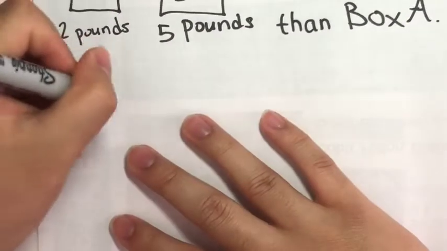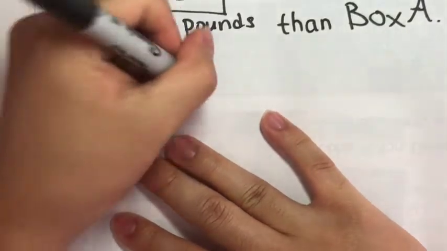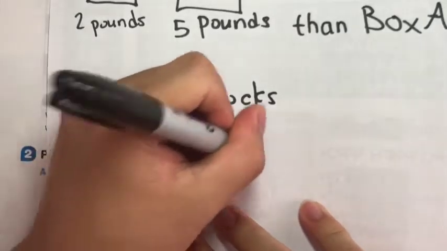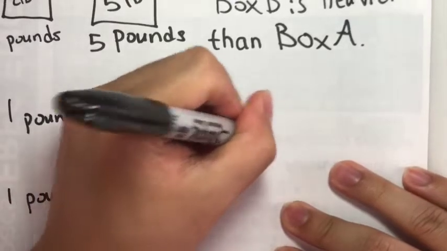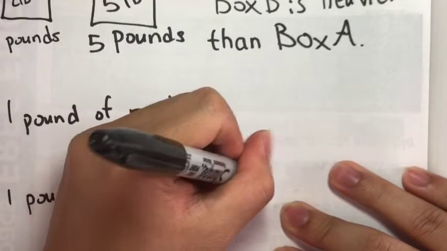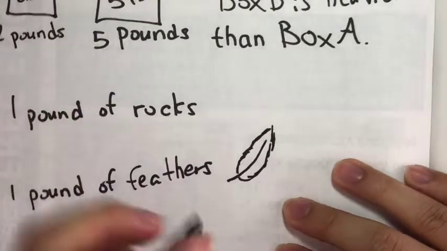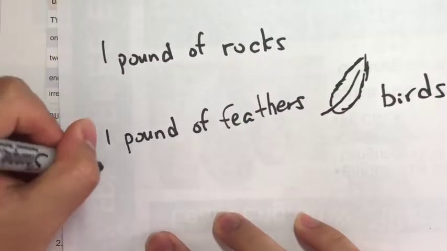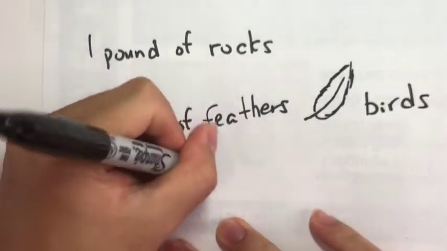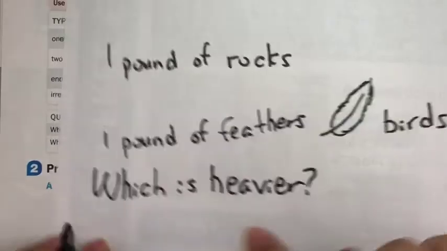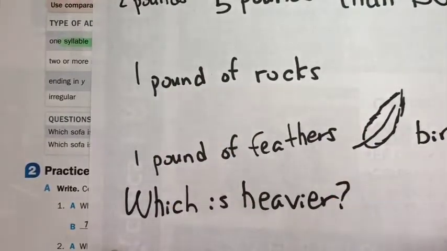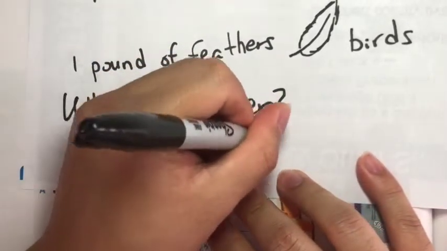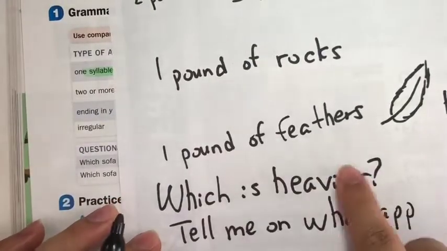Now, I have a question for you. I have 1 pound of rocks, and I have 1 pound of feathers. Feathers are the little hairs, they look like leaves on birds. This is a feather. They belong to birds. So I have 1 pound of rocks and 1 pound of feathers. Which is heavier, the 1 pound of rocks or the 1 pound of feathers? Tell me on WhatsApp.